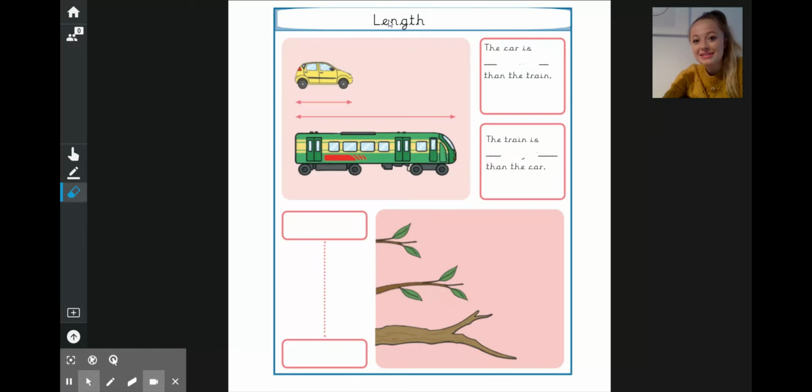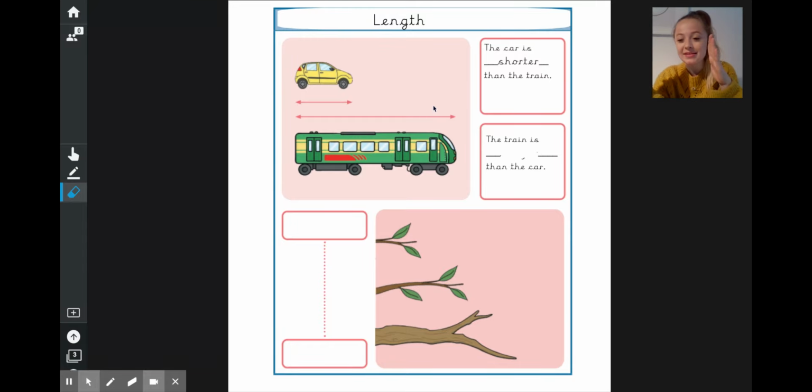And now let's remind ourselves of length. So here we've got a car and a train. So the car is blank than the train. Looking at length, we're measuring it from one end to the other end. So the car is shorter than the train. And the train then, it can't be taller this time because we're measuring it from end to end. We're looking at the length of it.